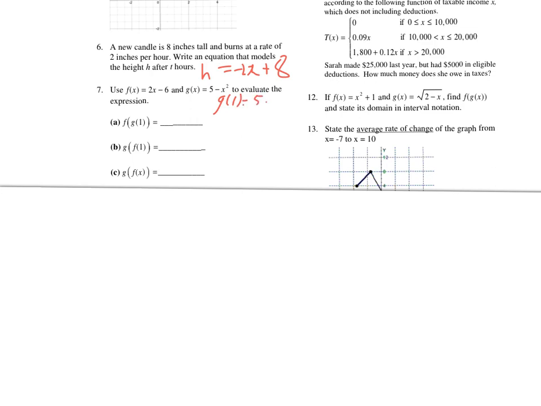Number 7a, I always start with the inside, so then that would be g of 1, and so g of 1 would be 5 minus 1 squared, so that would be 4. So then I have to take that and plug it into the outer function, so f of 4 then would be 2 times 4 minus 6, and so that would be 2. So I'll let you guys try part B there.